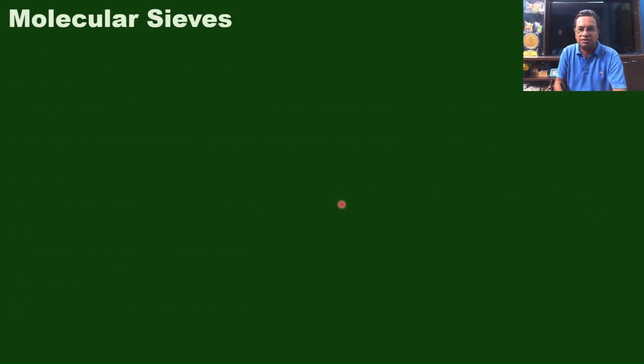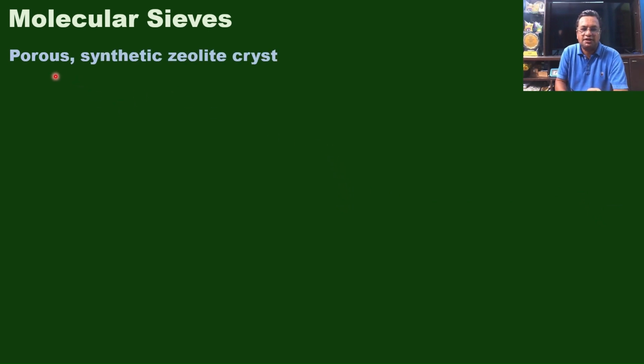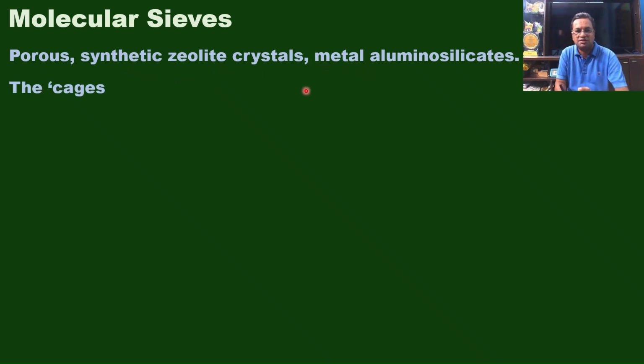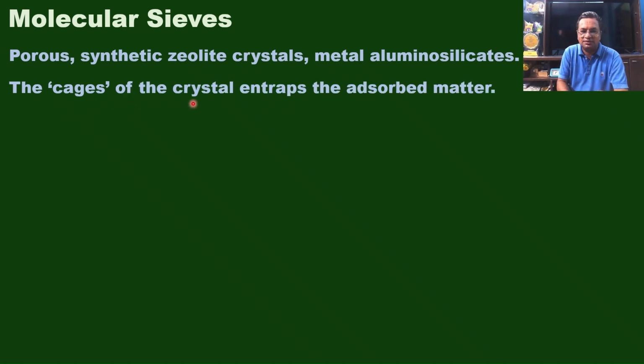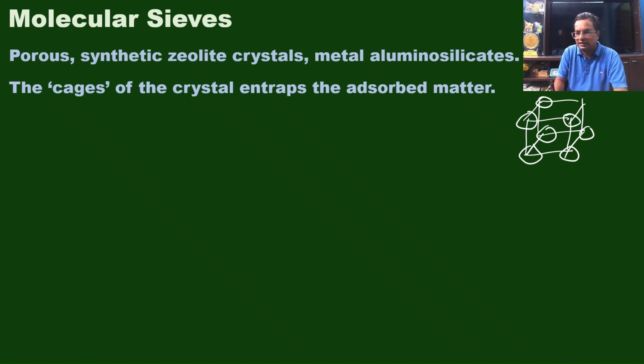Then you have molecular sieves. What are these? These are porous synthetic zeolite crystals or metal aluminosilicates, and the cages of the crystals are unit cells. So for example, if you have a cubic crystal, a simple cubic, you will have an atom, or say the constituent particle, at each corner of this cube, and this unit cell is called a cage in this case.